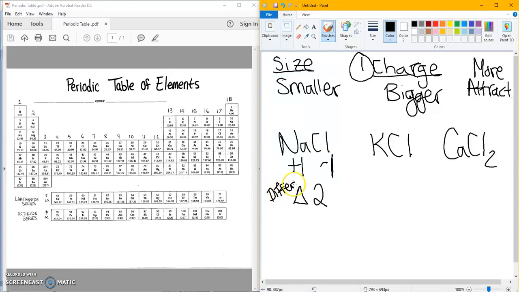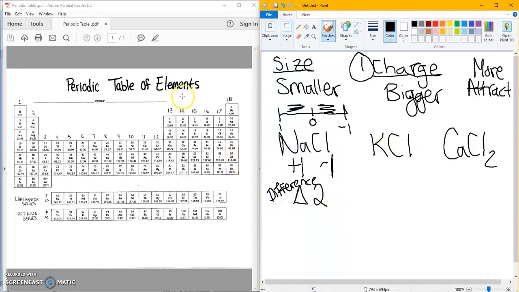Okay? So if I was to look at a number line, I have a 1, and then I have a -1. See how there's 2 spaces in between there? That's what my delta charge is. So my delta charge just tells me the difference in charge.